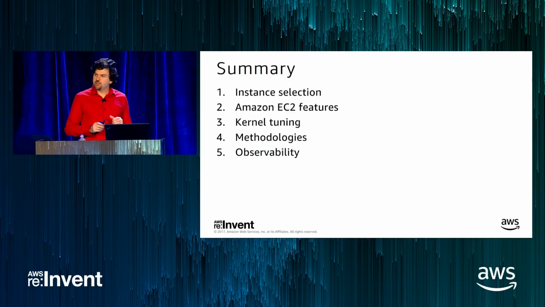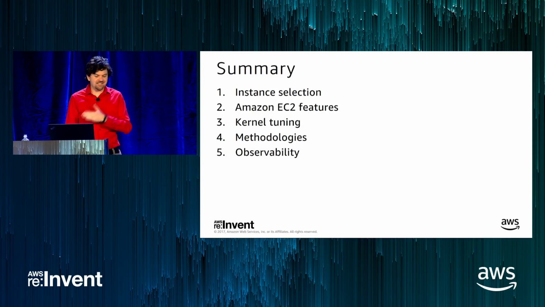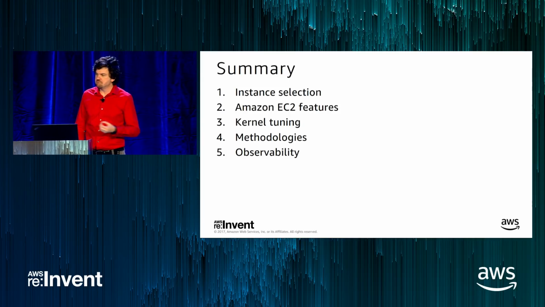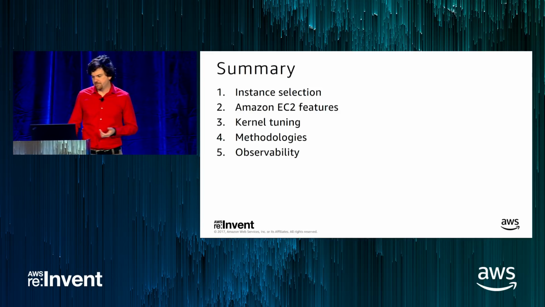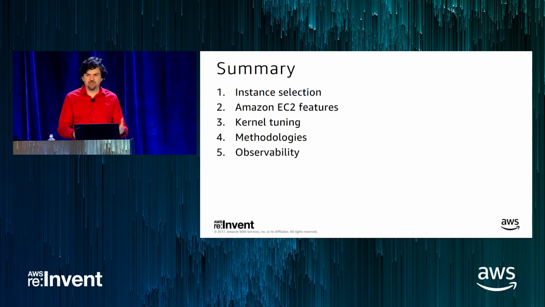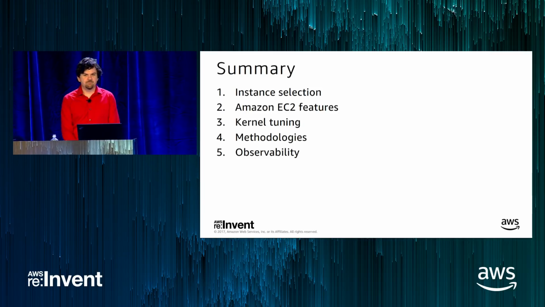In summary, that was a tour of what our team does, from instance selection, understanding Amazon EC2 features, tuning, and then methodologies for tuning and analysis, and many of the observability tools. Our team does a lot more as well because we often do get into Java internals and work with applications and understand performance in detail.